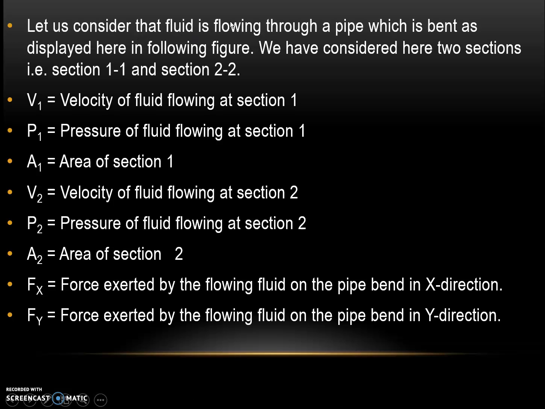So, let us consider fluid flowing through a pipe which is bent as shown in the figure, and two sections are considered. V1, P1, A1 are the velocity, pressure and area of section 1. Similarly, V2, P2, A2 are the velocity, pressure and area of section 2. Fx is the force exerted by the flowing fluid on the pipe bend in the x direction and Fy is the force exerted by the flowing fluid on the pipe bend in the y direction.